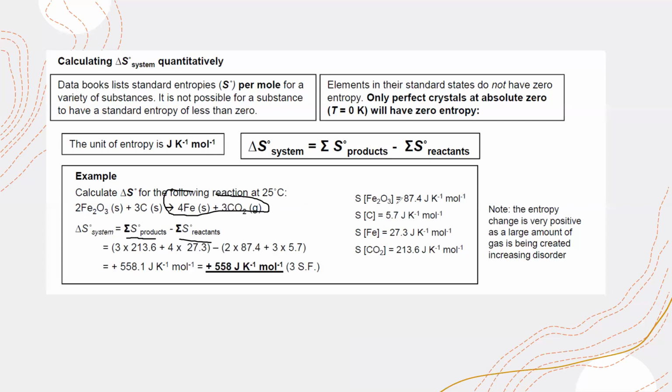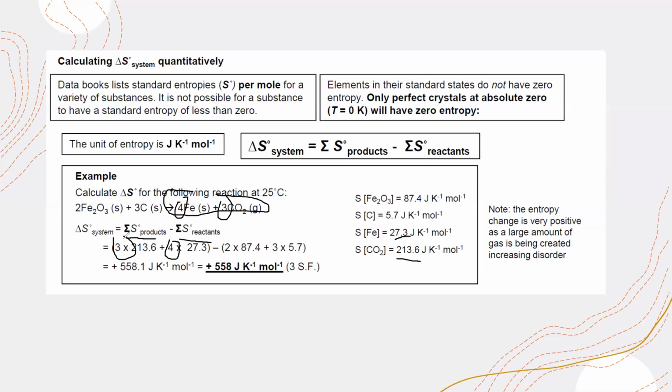Standard entropies are given. For iron, it is given as 27.3. For carbon dioxide, it is given as 213.6. Because we have 4 moles of iron, that's why for iron it is multiplied by 4. And we have 3 moles of carbon dioxide, that's why it's multiplied by 3. Because for every mole of carbon dioxide, the entropy is 213.6, but in this example there are 3 moles, so that's why it is multiplied by 3.